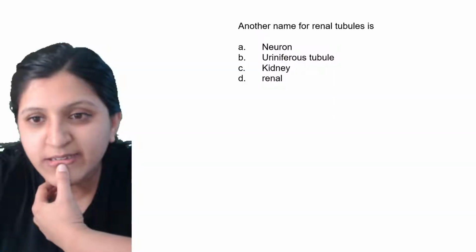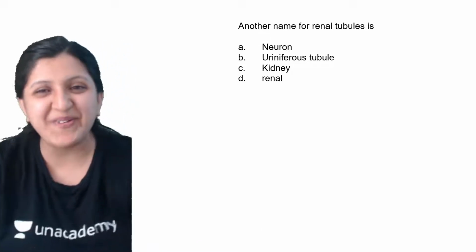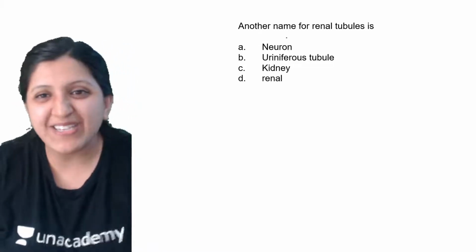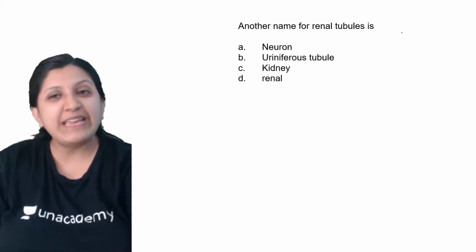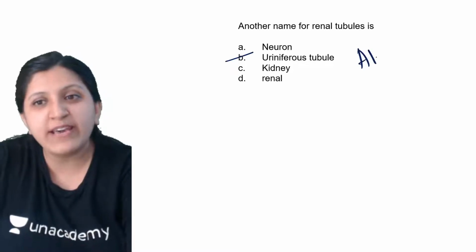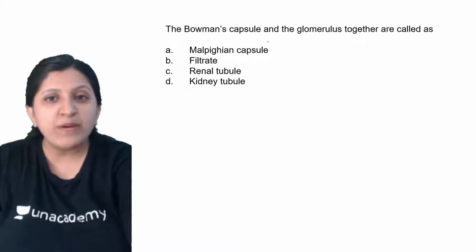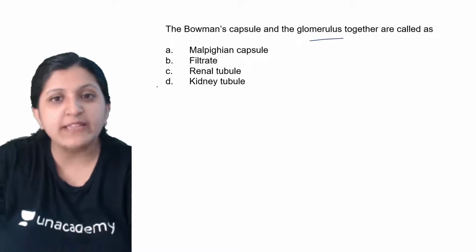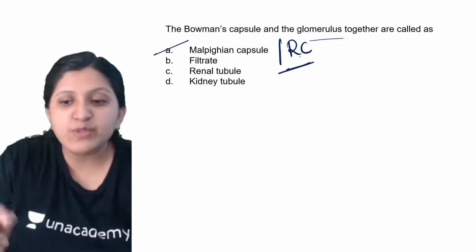Before that, even if I ask you a question over here, since I cannot see the chat, this is of no use, so I'll just answer this one. Another name for a renal tubule is the uriniferous tubule. Every alternate name you need to know. Other than that, the Bowman's capsule and the glomerulus together are called a Malpighian capsule or a renal capsule as well.